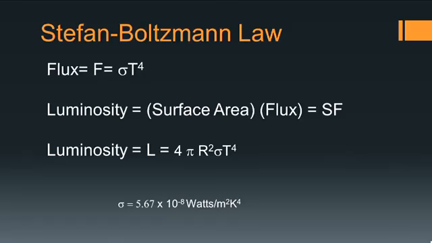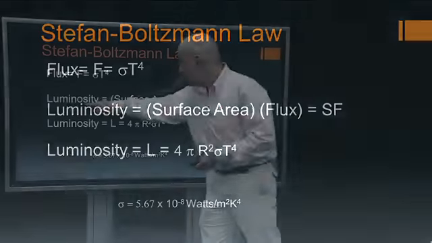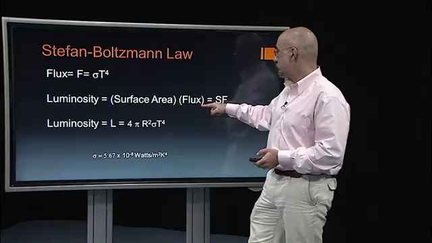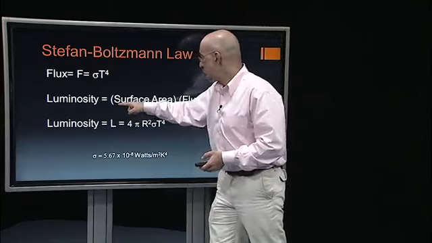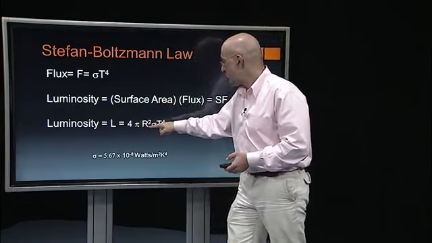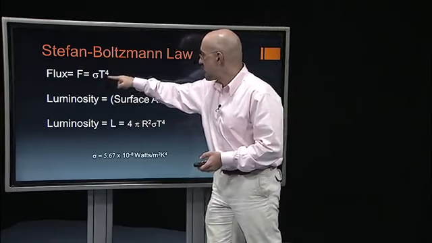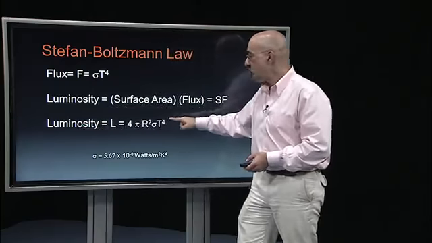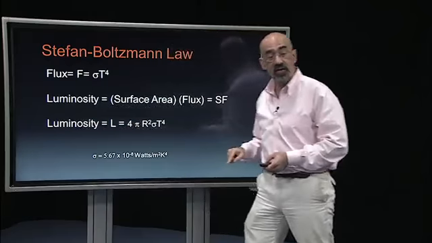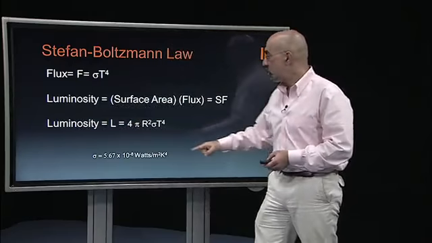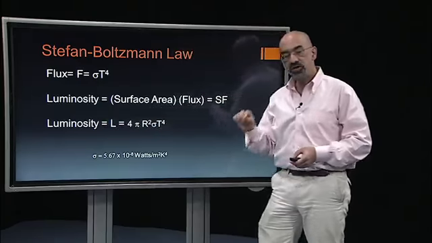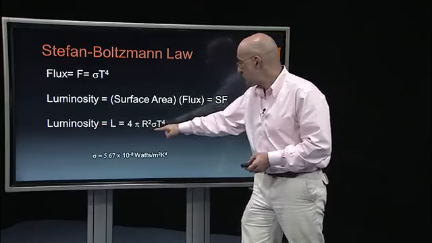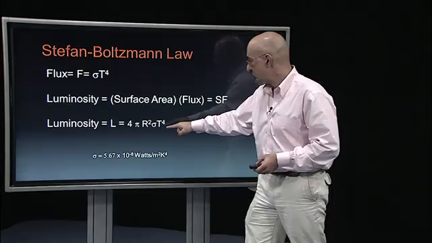If I want to compute the luminosity, how bright the Sun is, I take its surface area and multiply by the flux. Surface area, recall, is 4 pi r squared. The flux is sigma temperature to the 4th. This gives me one of the most important relationships we want to write down to characterize what's going on with a star. The luminosity, the energy a star emits per unit time, depends on how big the star is and how hot the star is.